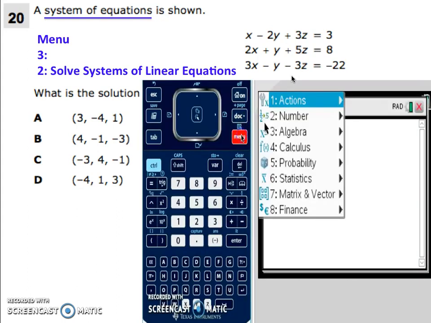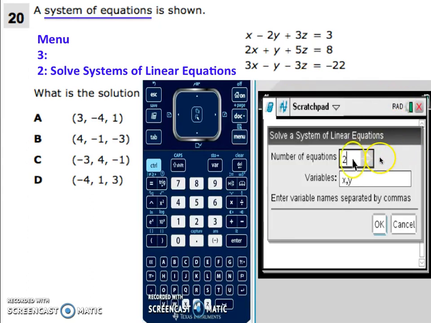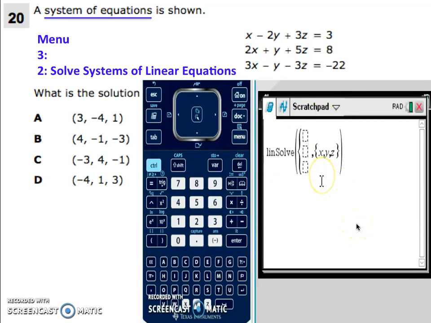Okay, so you go to calculate, menu 3-2, solve systems of linear equations. 3 equations. So you hit 3. Okay, don't press down because it might change it back to 2. Just hover and move it and hit OK, or just hit enter. And then you type your equations out.